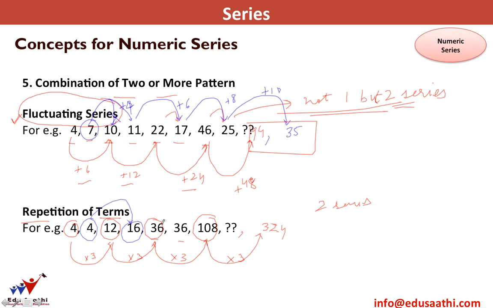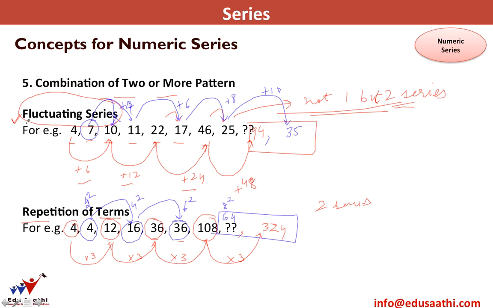Then I have 16. Then I have 36. Now 4 is what? 2 square. 16 is what? 4 square. 36 is what? 6 square. So here I'll have 8 square or 64. This is 8 square. So 64 and 324 are the next two terms in this series.